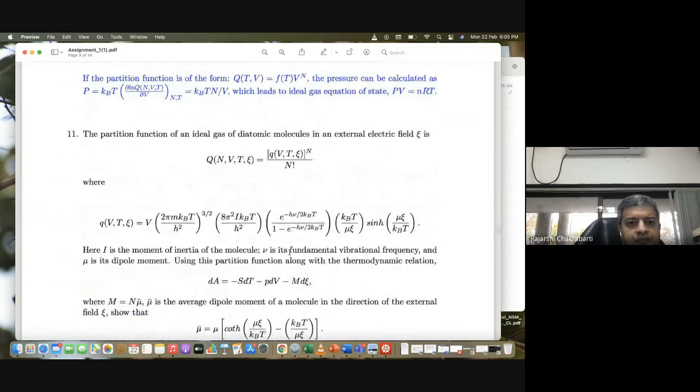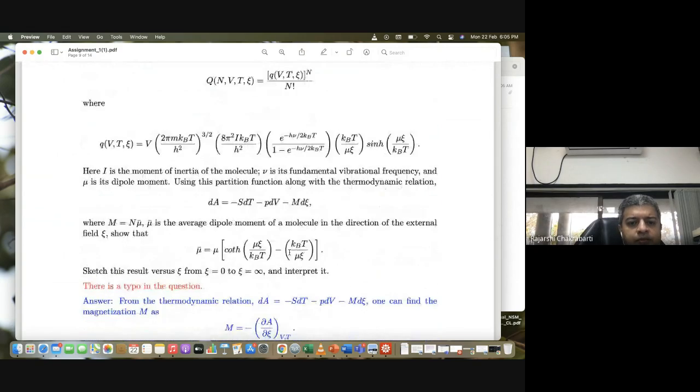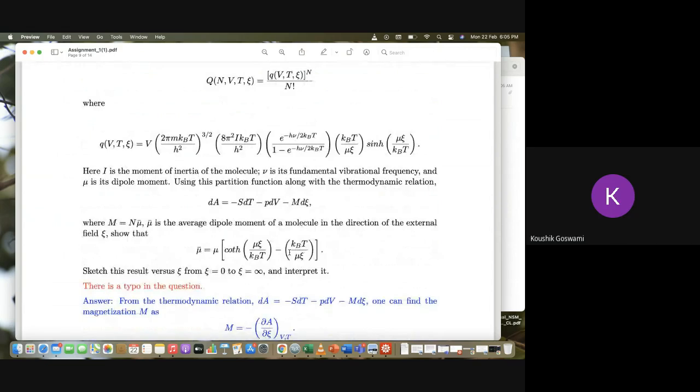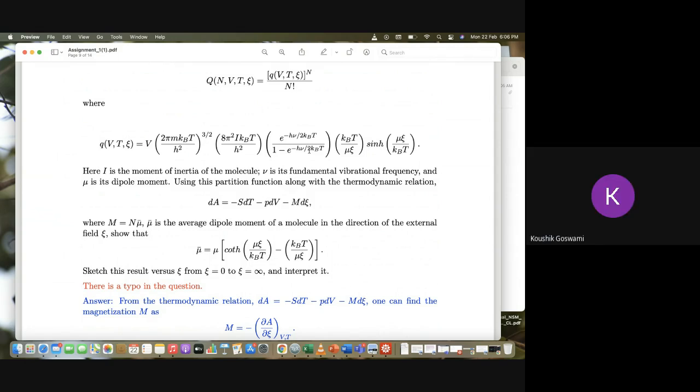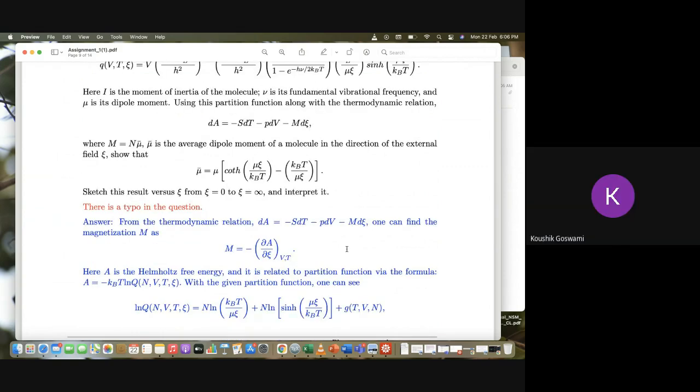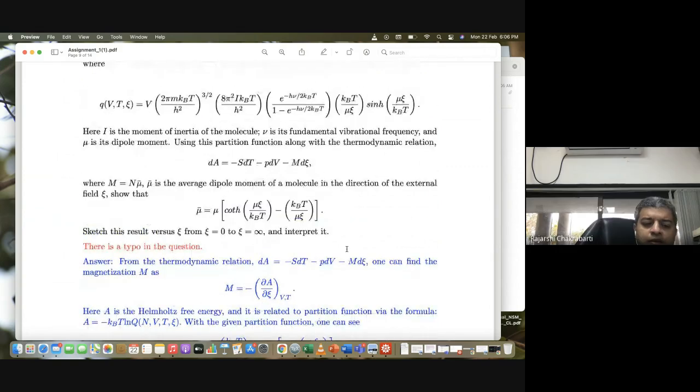Where is the typo? Yeah, so this has e to the power minus h by 2 kBT. This denominator has a typo. That means it should not be 2 there. Which one? This one? Yeah. Oh, then you change it. Actually, in the solution I have changed this partition function, deleting it. Okay, now you proceed.